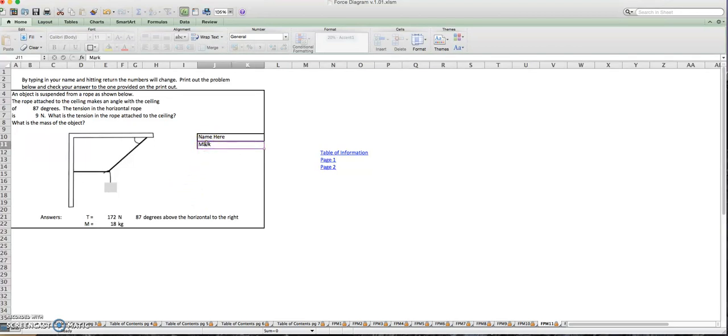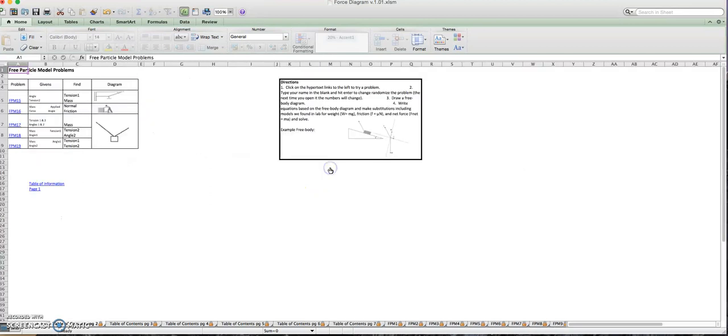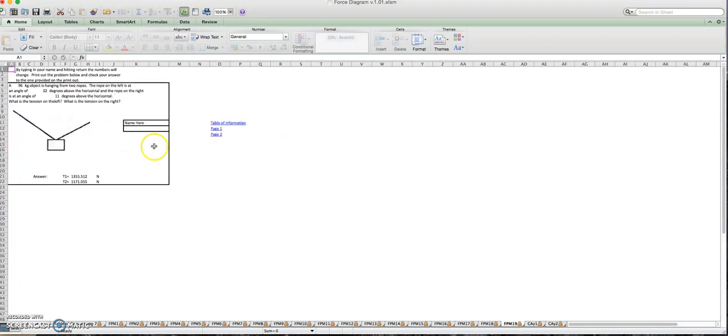If they really do understand it, then the next time they try the problem, you'll notice that the numbers change. So anyway, there's more problems here. There's lots of different problems. Like I said, every time they type their name in, it changes these numbers and these answers here. So anyway, hopefully you might find this program valuable.